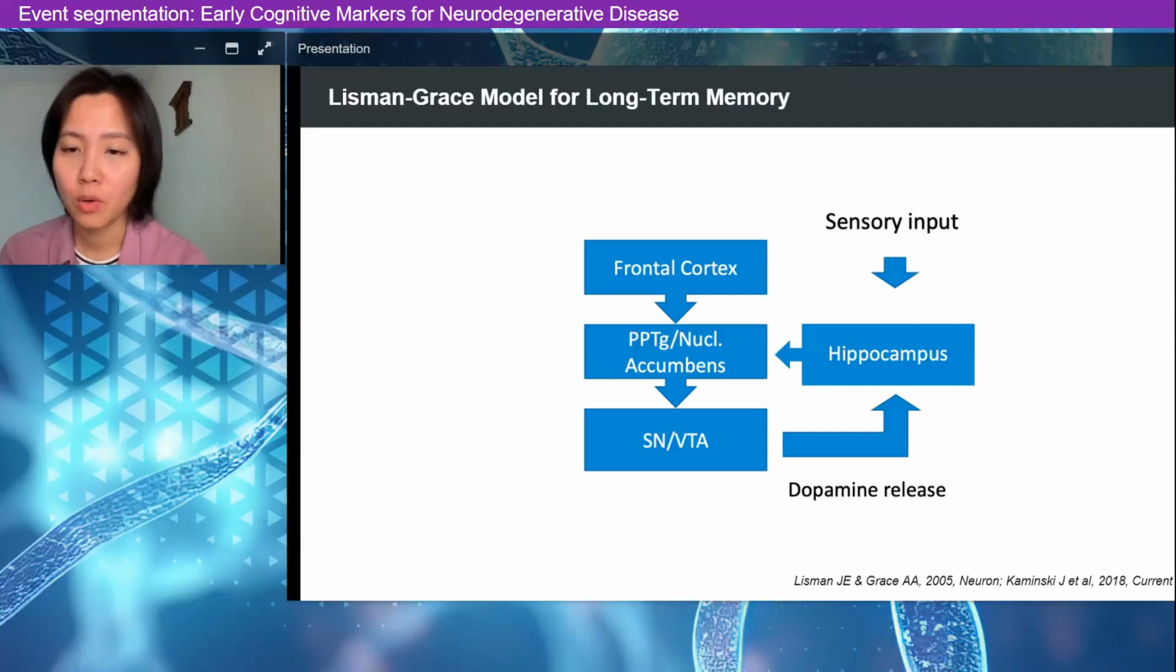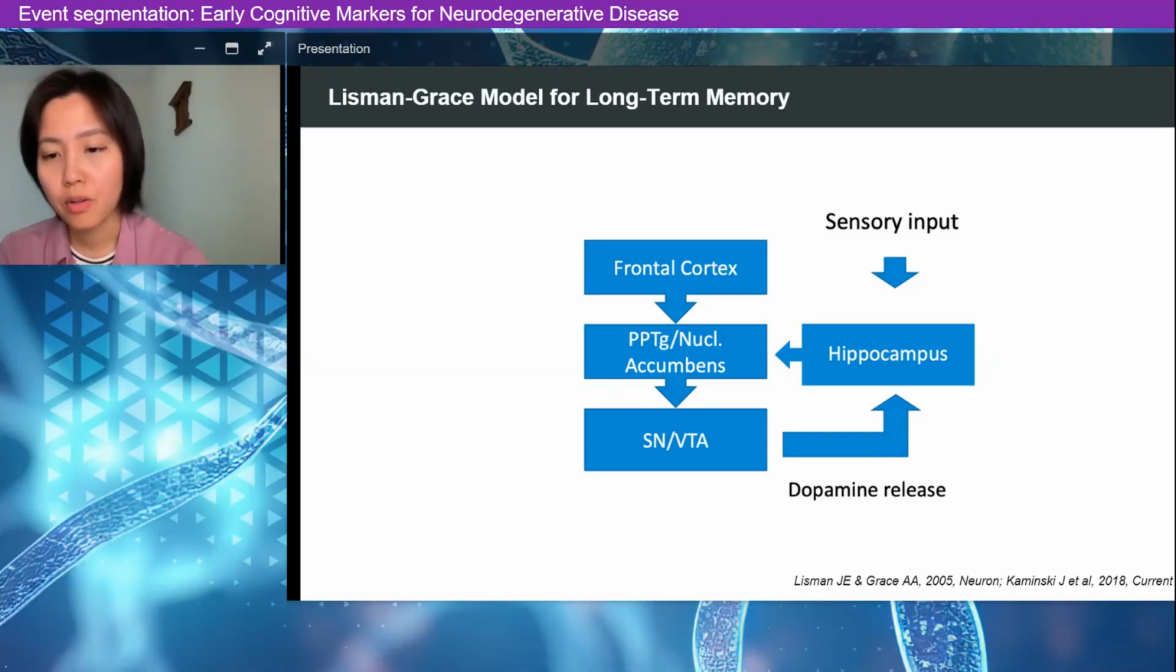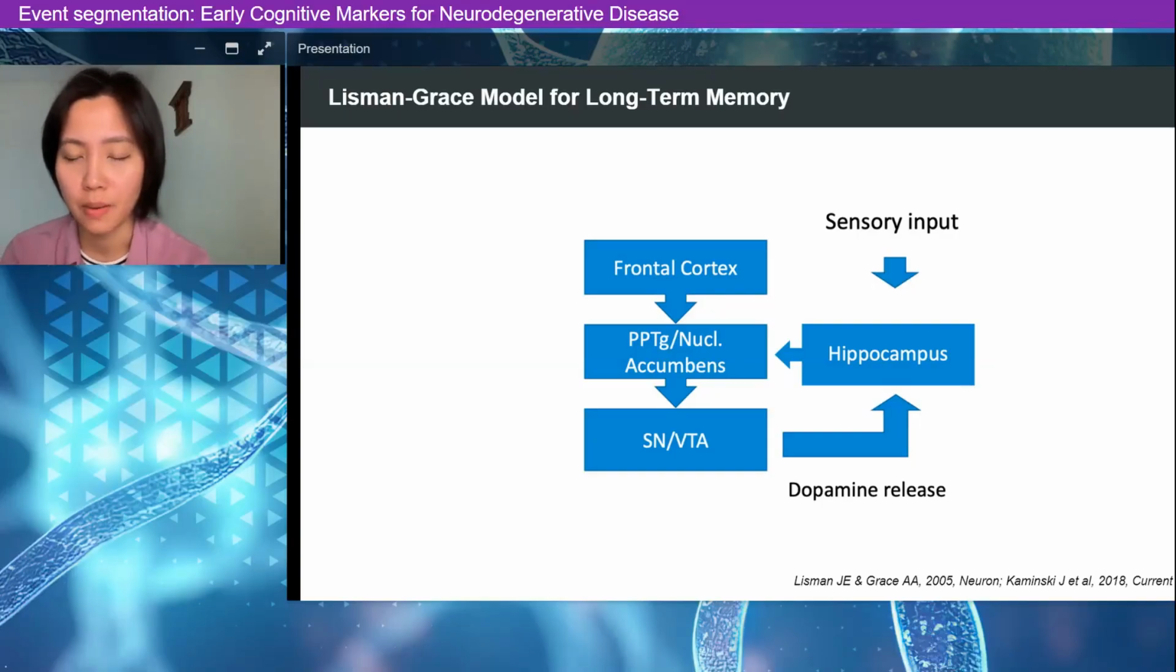So how come those overlap neurons, the neurons responding to both boundaries and novel images, are also contributing to subjects' memory performance? I think our studies actually provide the neural evidence for the Lisman and Grace model for long-term memory. In the paper Lisman and Grace published in 2005, they propose there's a functional loop between the hippocampus and the midbrain dopamine system, including the substantia nigra.